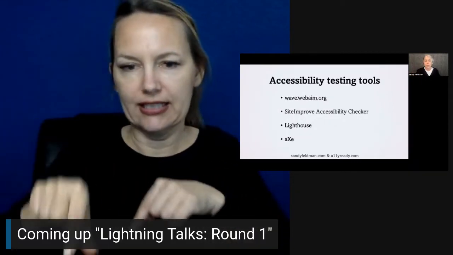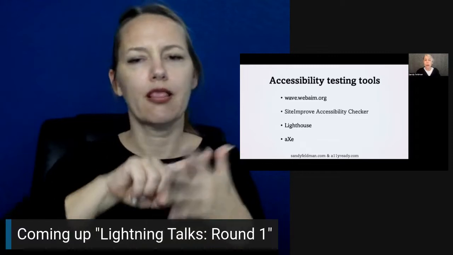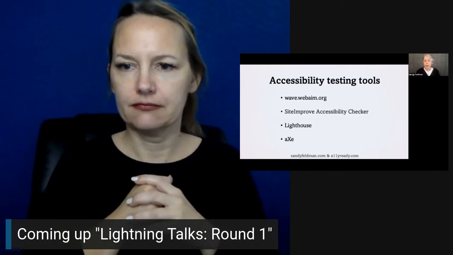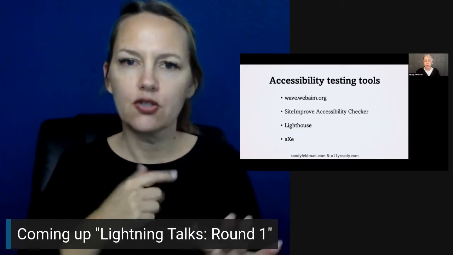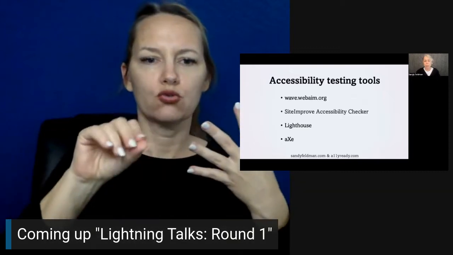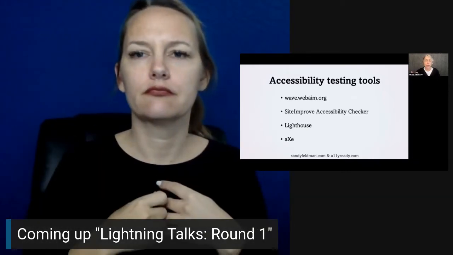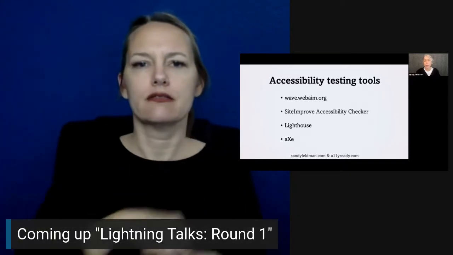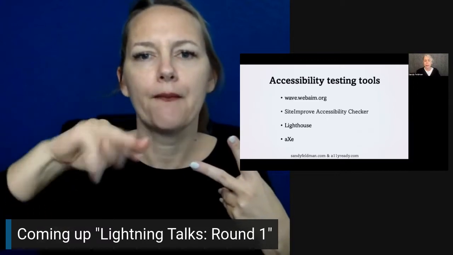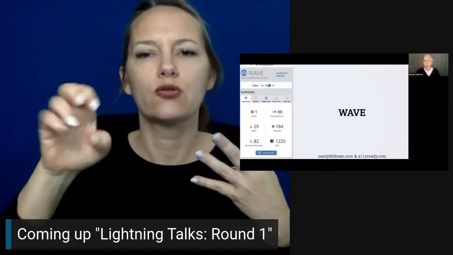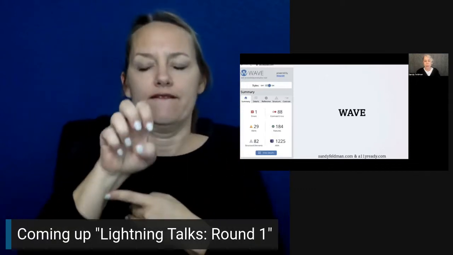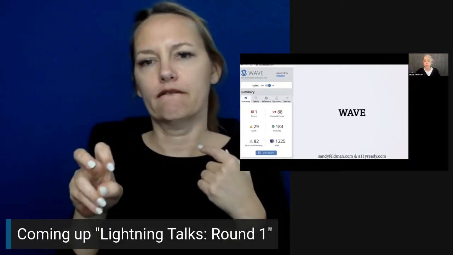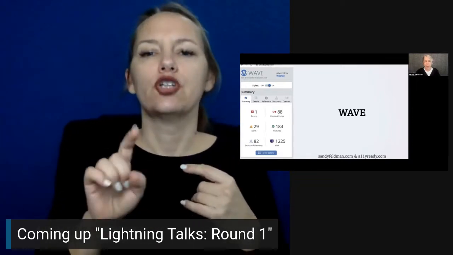Now, testing tools, there's a lot of them, a lot of different ones. And none of them is perfect. They all miss things. And I'm going to talk about 4 tools and show the differences between what they catch and what they miss. So first one is Wave, then Siteimprove, and then Lighthouse and Axe. So Wave is a browser extension that you can add. It comes from wave.webaim.org. You can go there as a page.